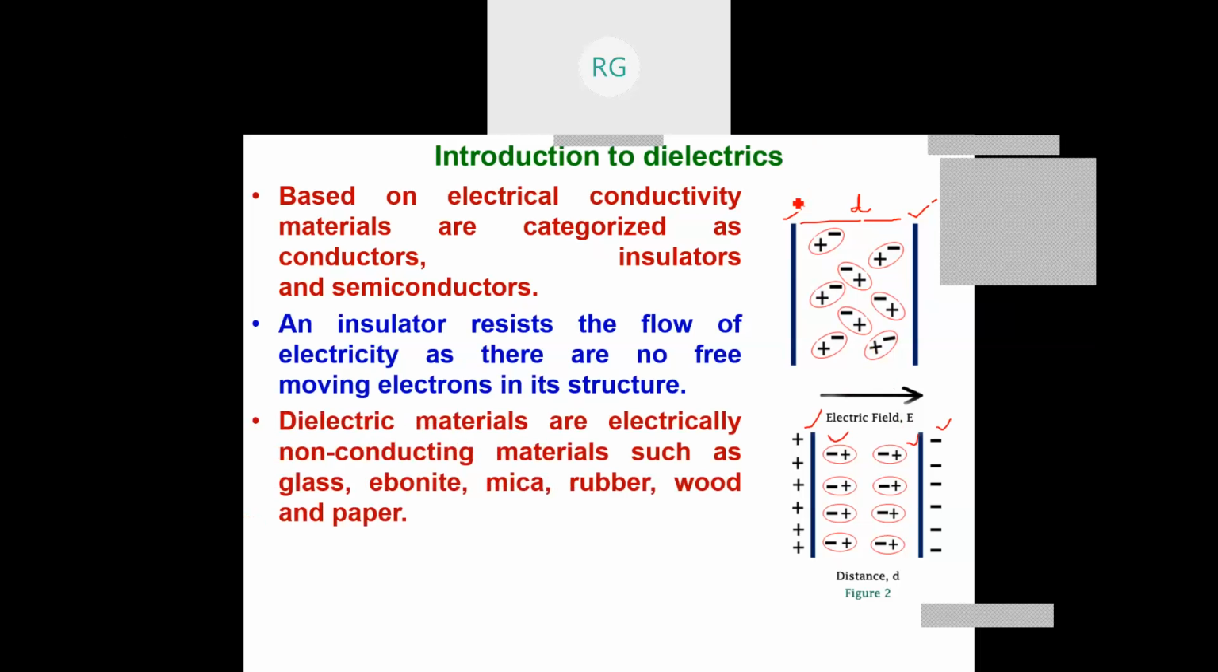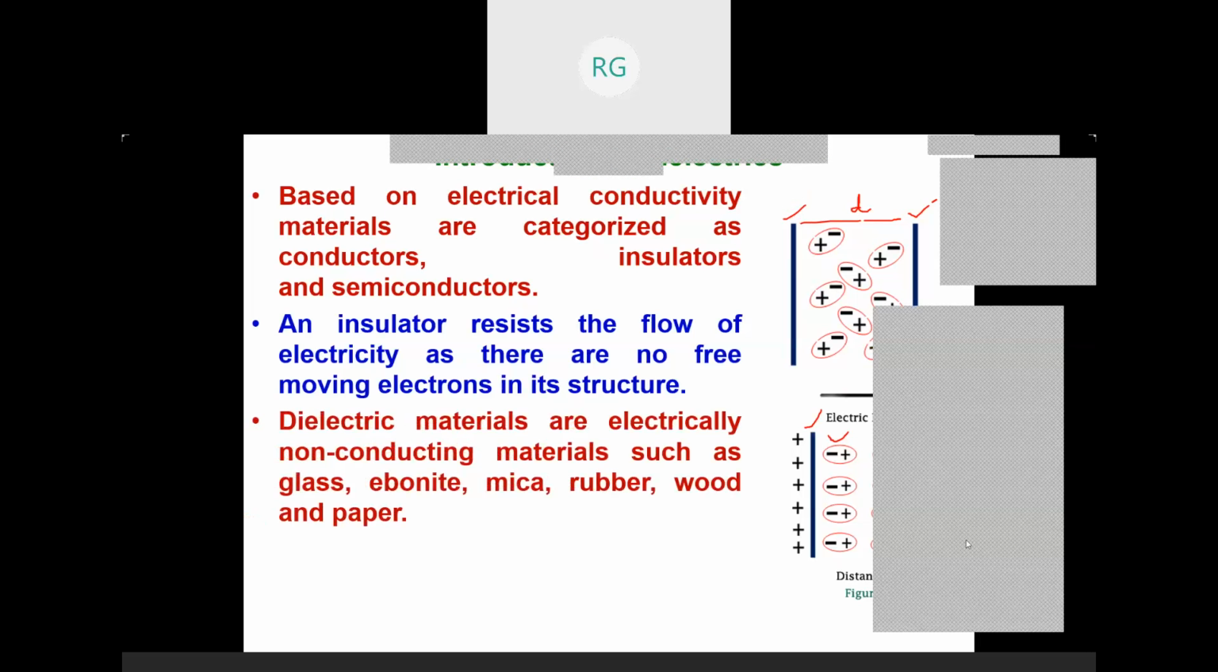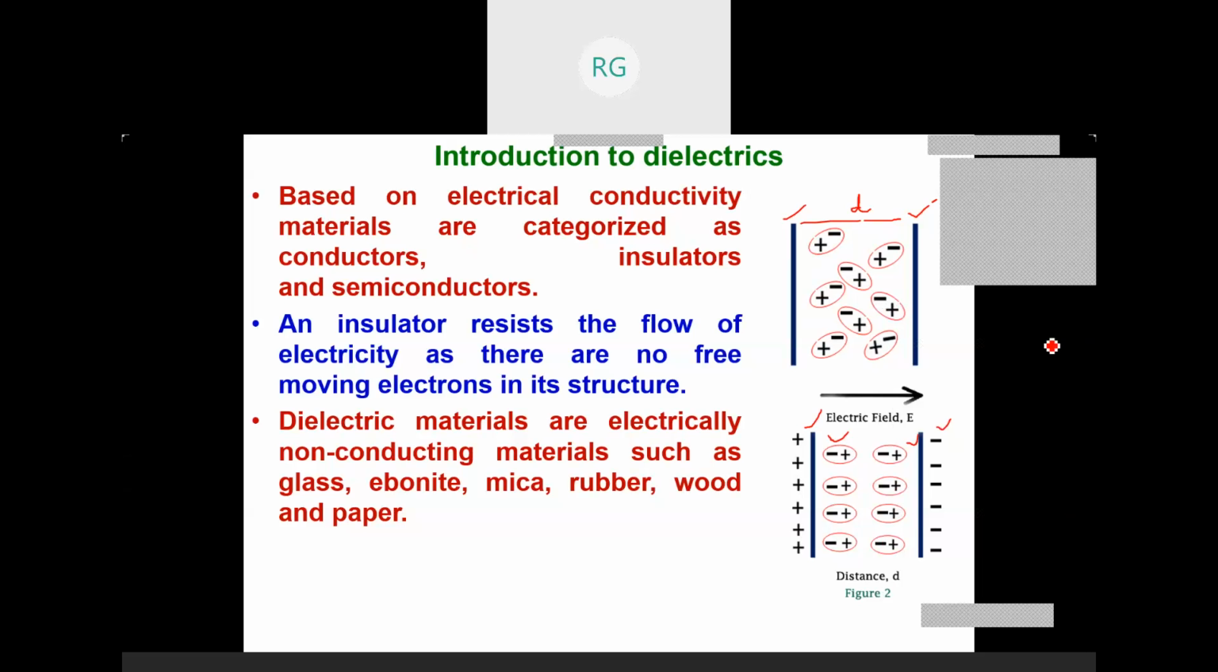Then, what is a dielectric material? So, a dielectric material is one which is an insulator, but it is something different from an insulator. Some of the examples of dielectric materials are glass, paper, ebonite, mica, rubber, wood, some polymers, etc.